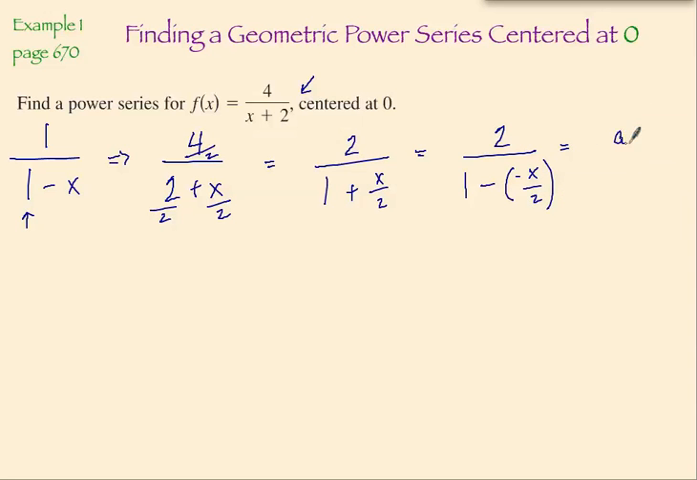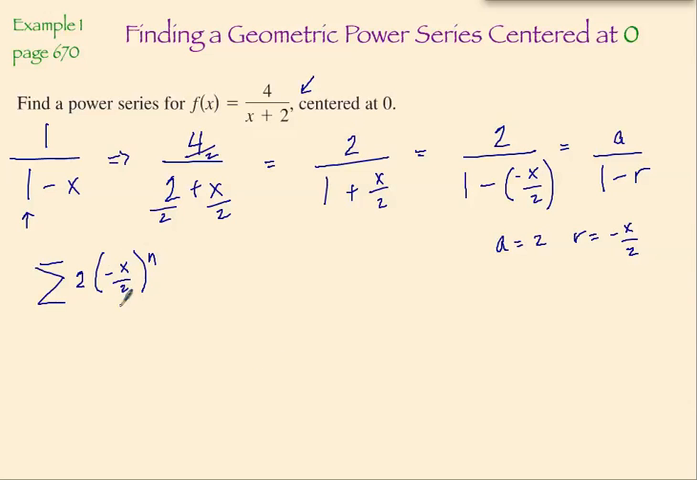Now, boys and girls, does this look like our old familiar friend a over 1 minus r? Why, it sure does. A is 2. R is negative x over 2. If we were putting our general term together, we would say n equals 0 to infinity probably, and our a would be 2. We would put negative x over 2 to the n power.